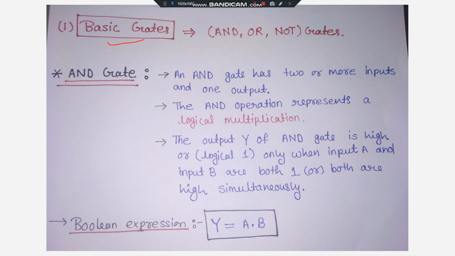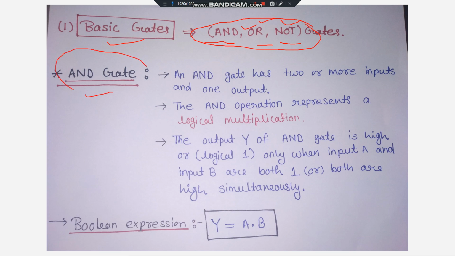As we know, basic gates are classified into three types: AND gate, OR gate and NOT gate. These three we will discuss in this video. So the first is the AND gate.